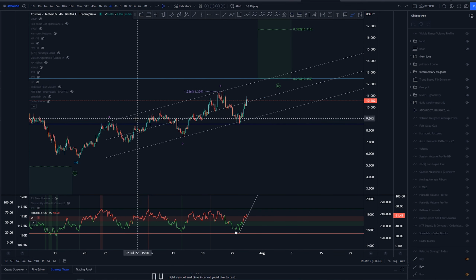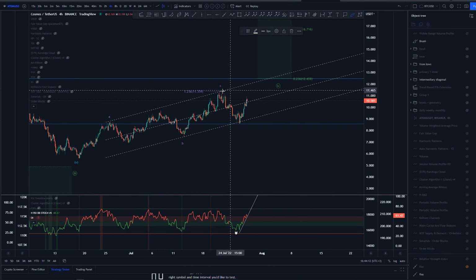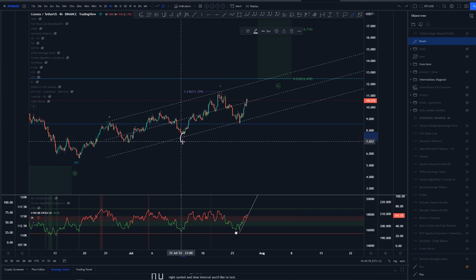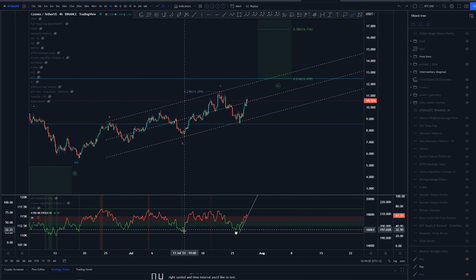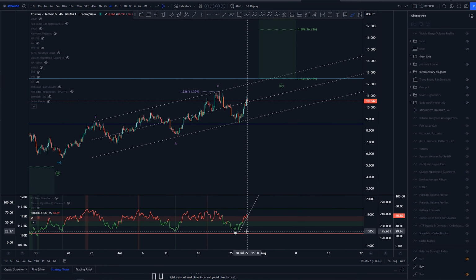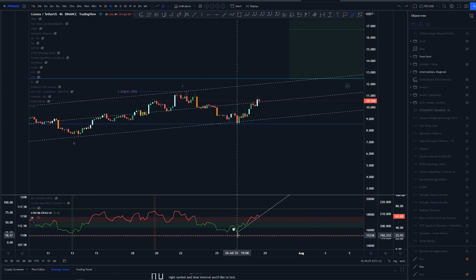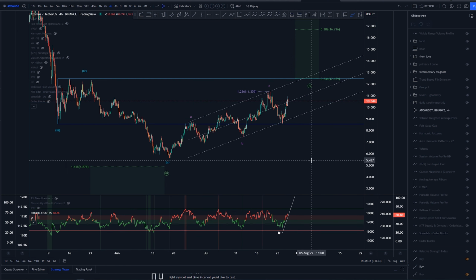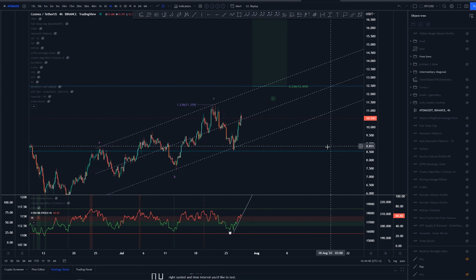Currently we have been respecting this channel very well here, and again this would have been a very nice area to look for longs. 4 hour did give us a signal down here with a divergence on the bottom, so good area to take longs. At these lows we did not get a setup, or we did not get a signal for longs, nor did we get a good looking divergence, at least on 4 hour, but that is something that sometimes we just miss.